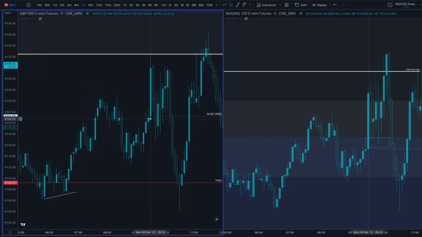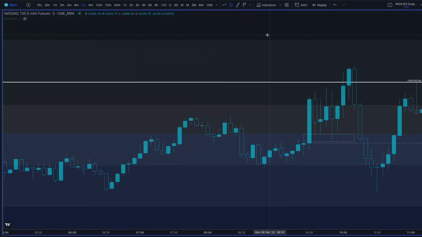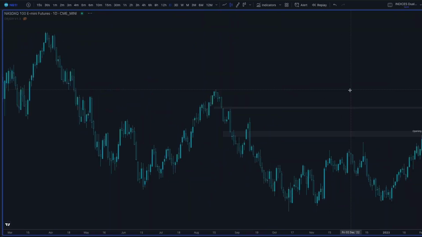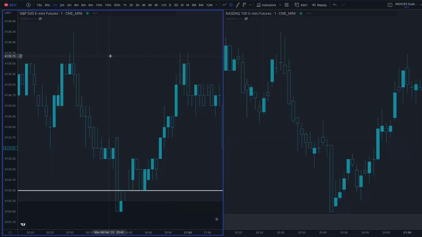So we have this push up at the open. We're not surprised that we've been pushing up because we're coming off of this weekly. And on the Nasdaq, we have a daily volume imbalance, which I'll show you as well, which is what that blue box is. So we're at this daily volume imbalance. So this is also an area of support. Actually, let's go to the 1 minute.